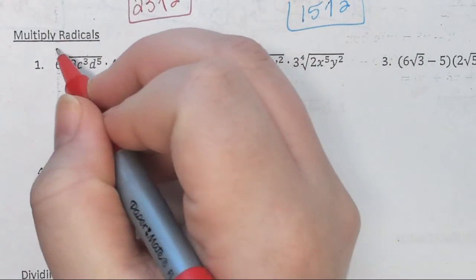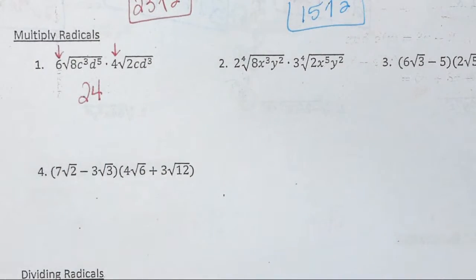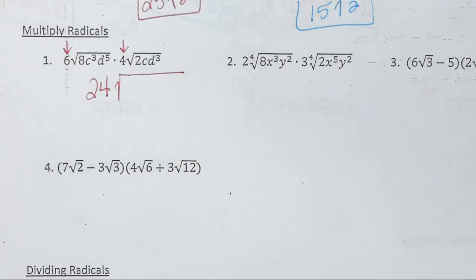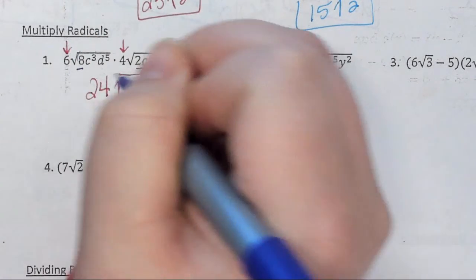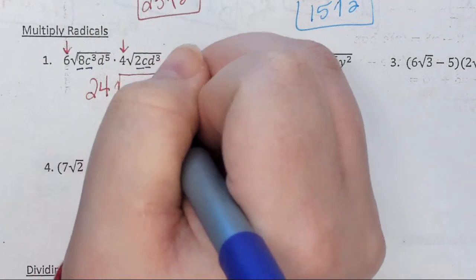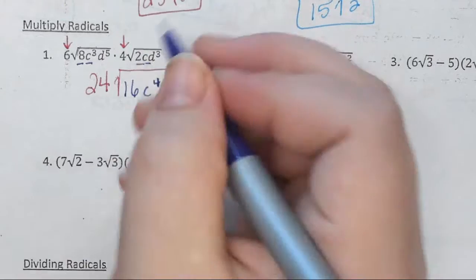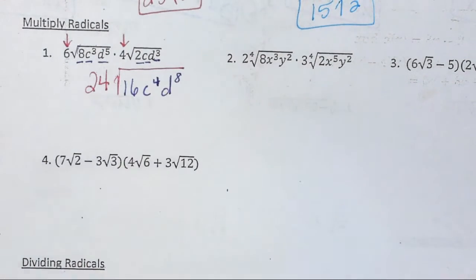Okay, but the multiplying is going to be easy. We're literally going to multiply the people on the outside together, so 6 times 4 and get 24. And then we're going to multiply the people under the radical together, so 8 times 2 and get 16. C to the third times C, and we'll get C to the fourth, because when we multiply, we add our exponents. D to the fifth and D to the third, that's going to give me D to the eighth, because 5 plus 3 is 8.